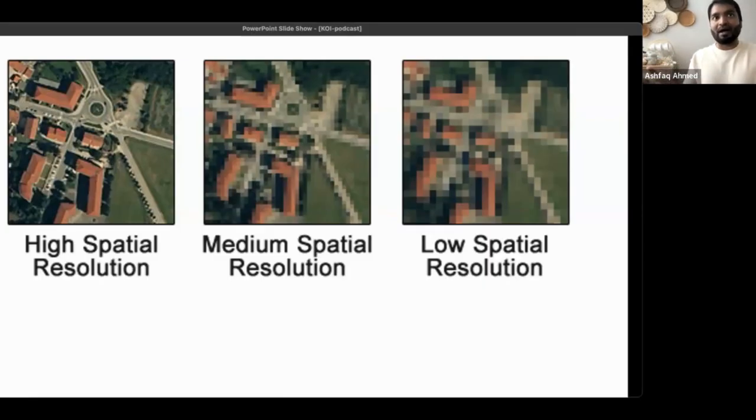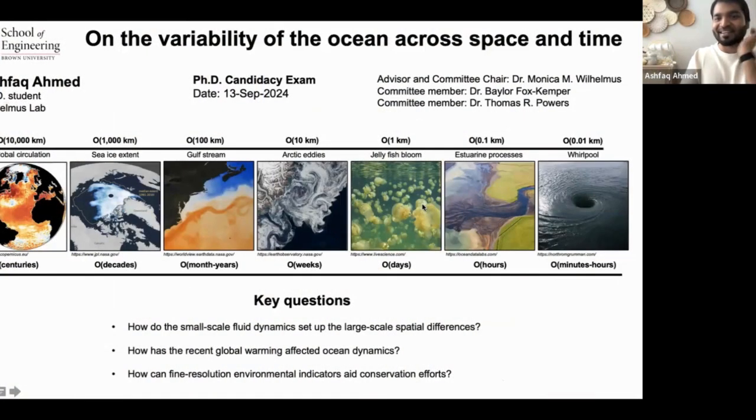Now, the question is why? After all, this is a water body. We need to understand when there will be rain, when there will be storm. And for that, we really don't need high resolution. But still, why? To answer this question, let me share another slide from my PhD candidacy exam. I know that everything I'm going to say will look all over the place, but I promise you I will connect all the dots.